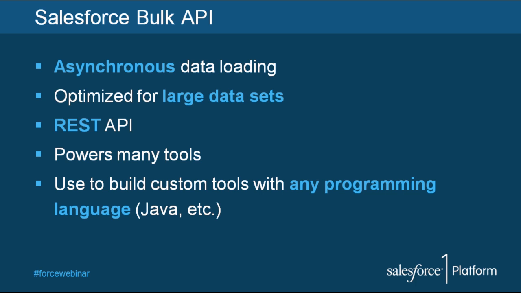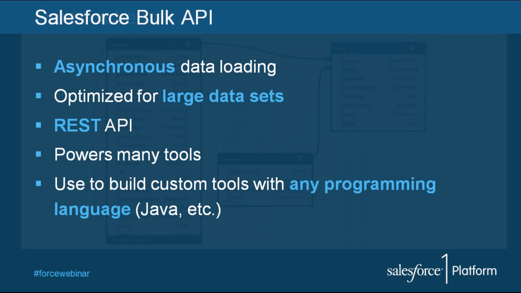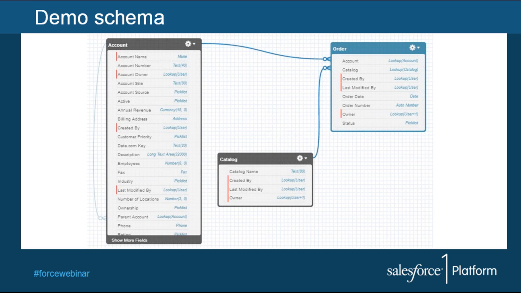The second thing I wanted to cover quickly is the schema that we're using to support today's demos. It's a very simple schema. There are 3 objects that we really need to pay attention to. The most important one is the orders object, and we're going to be loading orders. That's the object that we're targeting for the data loads. The orders object is also related to 2 other objects, account and catalog. Notice the relationship there is a lookup relationship.